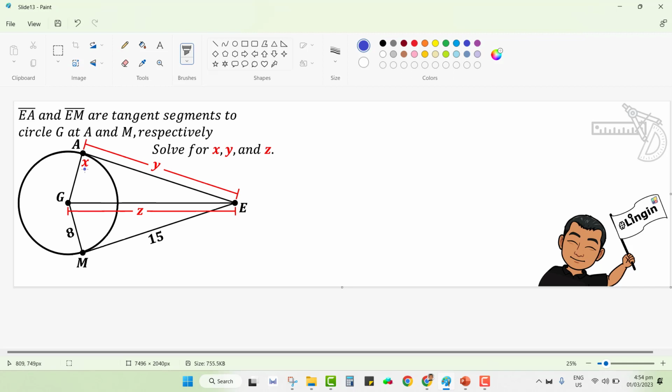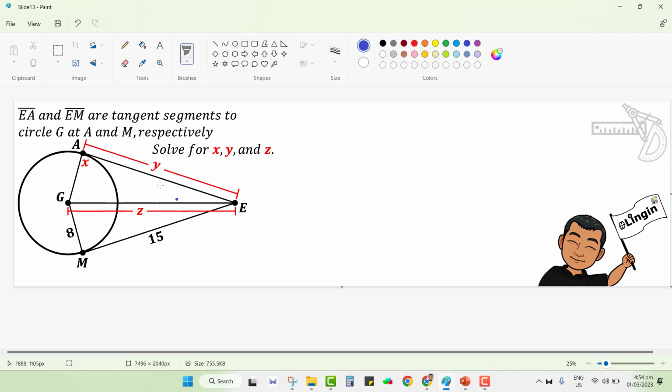X here refers to the angle formed by the tangent segment AE or EA and the radius GA or AG. Next, Y refers to the length or the measurement of segment EA or AE. And finally, Z corresponds to a segment drawn by connecting the center of the circle G towards the point E that is located outside circle G.